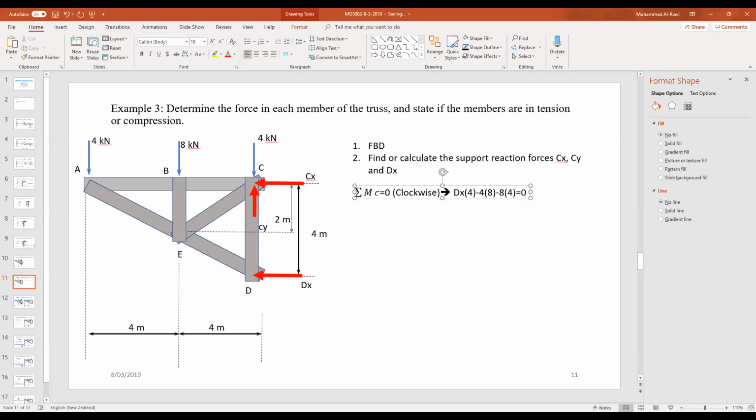Rearranging this equation, Dx equals 4 times 8 plus 8 times 4, divided by 4. That will give you 16. What's the unit for the force here? Kilonewtons. Now, we found Dx. I can update my diagram and say this is equal to 16 kilonewtons.